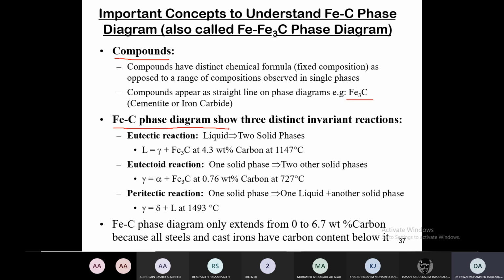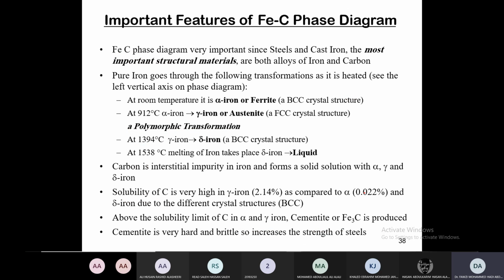The iron carbon phase diagram shows three distinct points: the eutectic, the eutectoid, and the peritectic, and we looked at the transformation equation for each one of them. We also said on the phase diagram it extends up to 6.7% by weight carbon only, because we are not, first of all, interested in the graphite. Then the maximum point that we need actually will be 6.7, because the cementite forms at that composition. We also looked at the important points there.